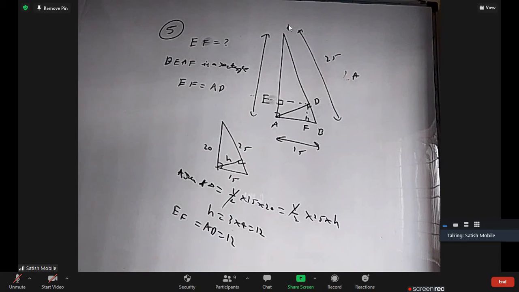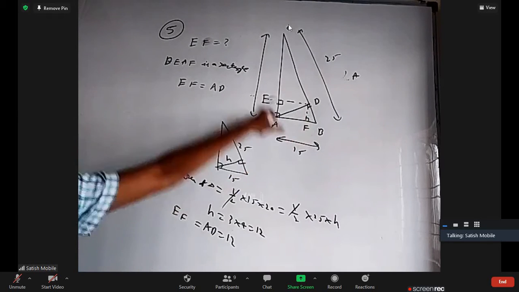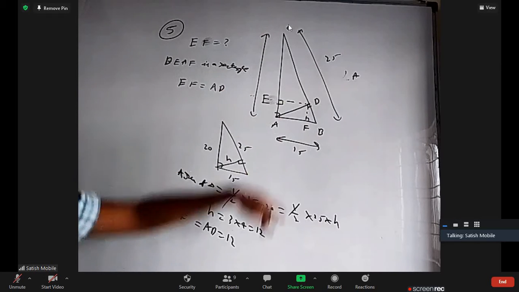Somebody can use some similar triangles also. You can tell that this triangle is similar to the whole big triangle. Also, you'll be able to find that AD.